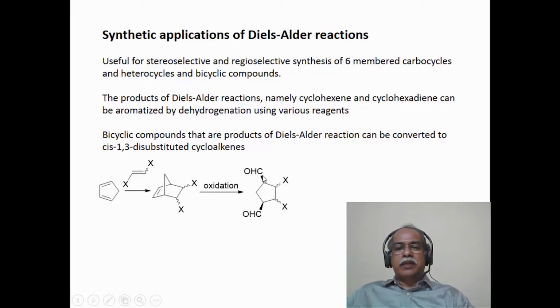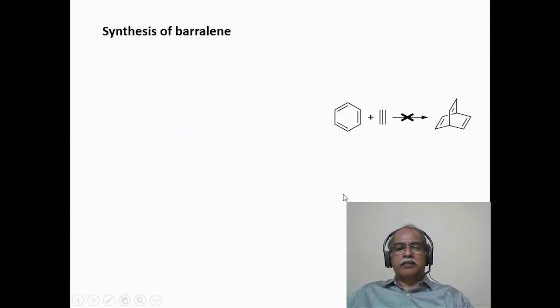Now, the relative stereochemistry between the aldehyde and the X group will depend upon whether you have an endoselective addition or an exoselective addition. In all likelihood, the endoselective addition will be the predominant product. So, that would mean this aldehyde and the 2 X groups and the other aldehyde will be all cis with respect to each other in this type of situation. On the other hand, if it is an exoselective product formation, then the aldehydes and the 2 X groups will be trans with respect to each other. So, both the stereoisomers it is possible to produce using the Diels Alder reaction.